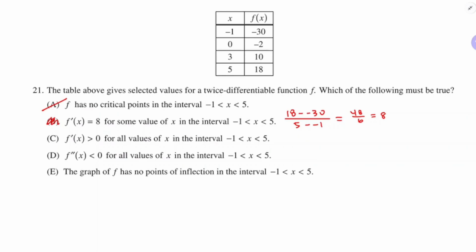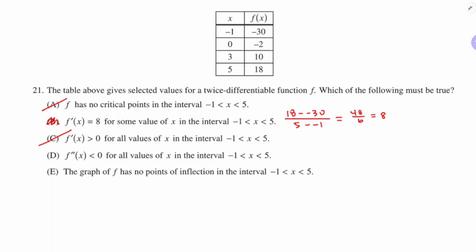The next one, f prime of x greater than 0 for all values of x. This could be true, but this doesn't have to be true. It could go up from -30 to 0, down to -2, down a little bit more, and then back up to 10. We don't really know what's happening between these x values, so that's not going to be true.